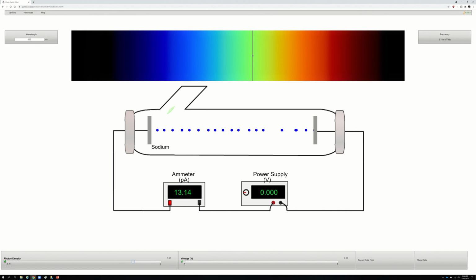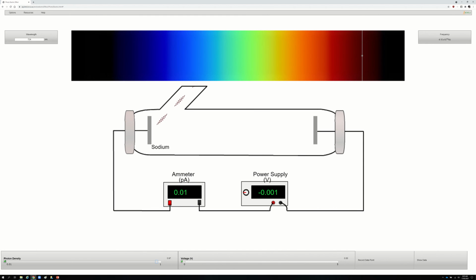Let's try and decrease the overall intensity. Okay, and let's increase the wavelength. So no electrons coming out. I'm going to increase the density of photons, so I'm increasing the amount of photons I have. You can see there are way more photons striking the piece of metal. Nothing's coming out, so there's no photoelectric effect occurring here.